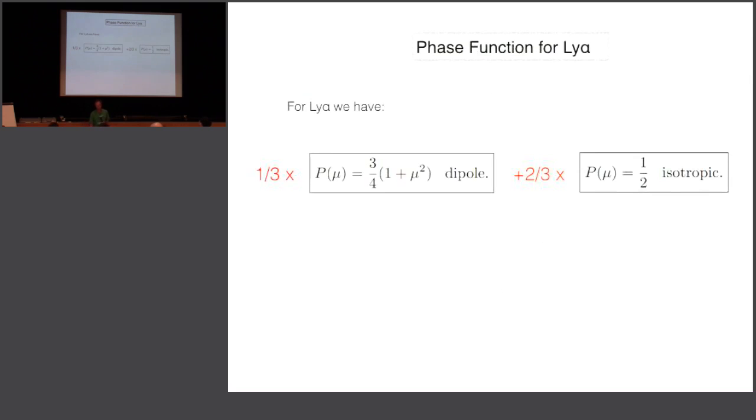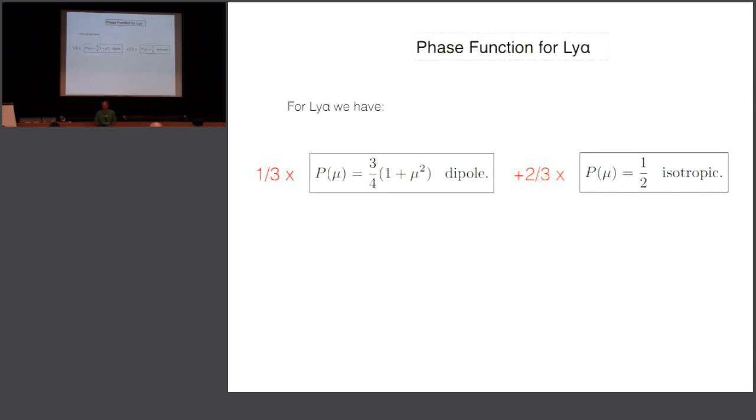Now, why am I showing that? We will get to this in more detail later, but the interesting thing is that for Lyman-alpha, it turns out to be a superposition of both. If you look at Lyman-alpha resonance scattering, you can describe it as a superposition of 1/3 dipole scattering plus 2/3 isotropic scattering. Right, so it's a bit strange.